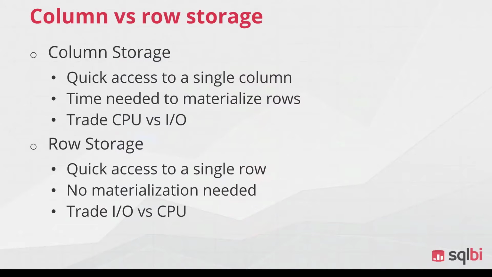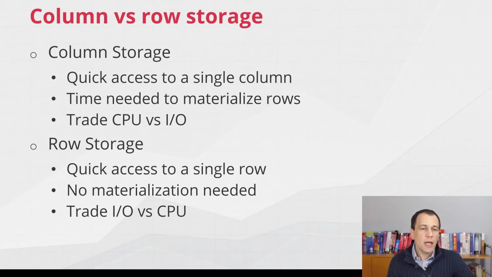So, pros and cons. What are the differences between a column-based storage and a row-based storage? In a classical row storage layout, we have a quick access to a single row and we have to do more I/O, but we don't need quick CPU. We don't have to spend CPU time. Whereas with a column storage, usually we have a potentially larger number of I/O operations if we had to read the data from an external storage, but we also have to increase the CPU cost for certain operations.